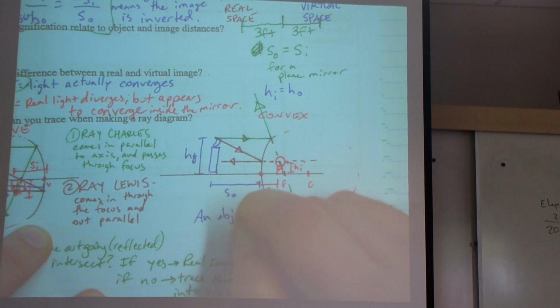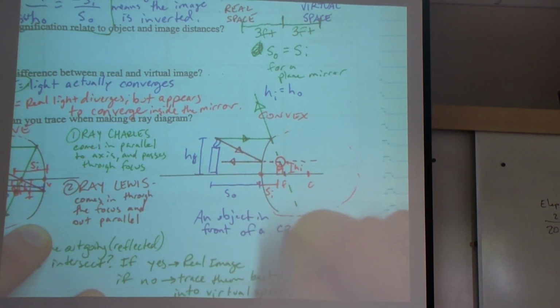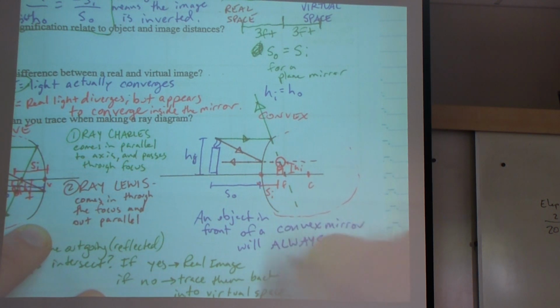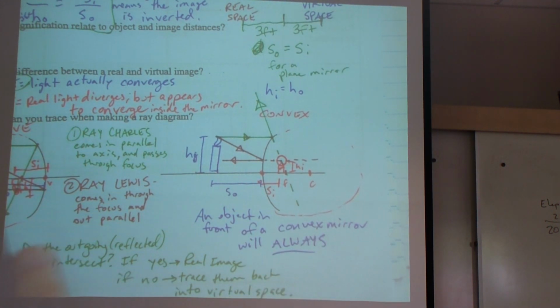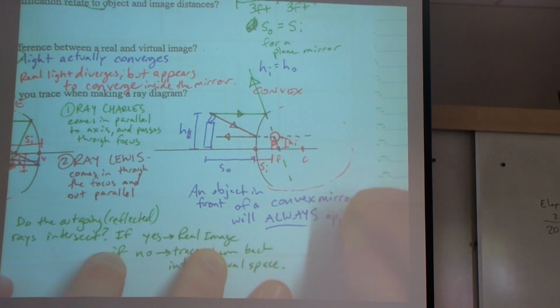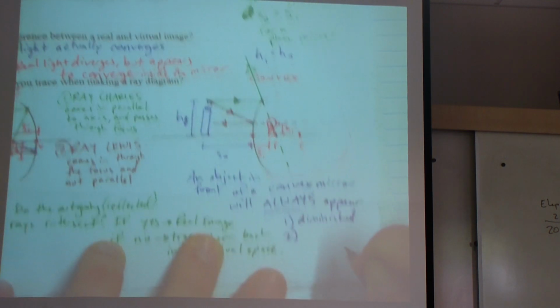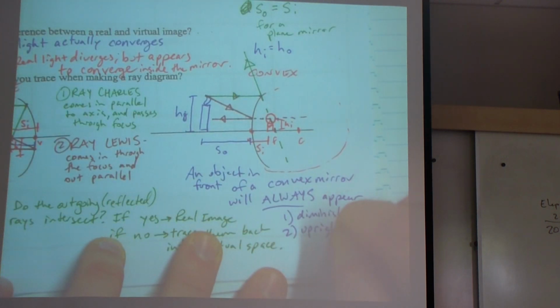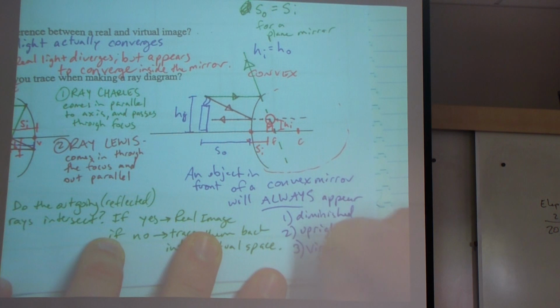An object in front of a convex mirror will always, and this is what's great about a convex mirror, it's easier. Concave has all these different scenarios. Convex does not. If you have a convex mirror, an object in front of a convex mirror will always appear one, diminished, two, upright, three, virtual.